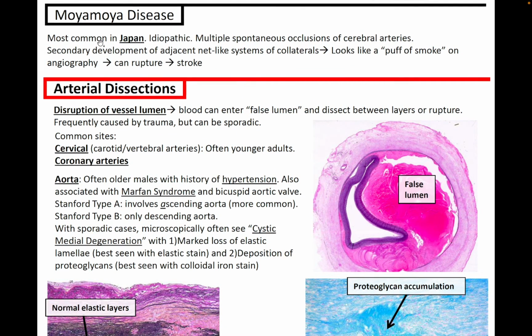Next up, we have moyamoya disease, which is most common in Japan. It is idiopathic with multiple spontaneous occlusions of cerebral arteries. It can cause secondary development of adjacent net-like systems of collaterals that look like a puff of smoke on angiography, which can rupture, leading to stroke.